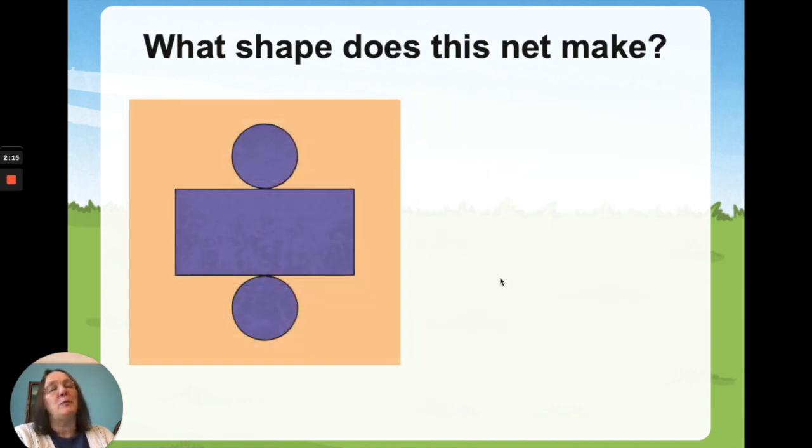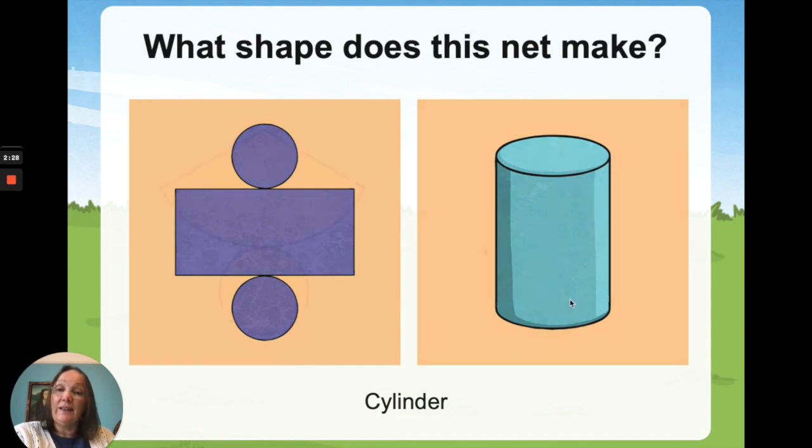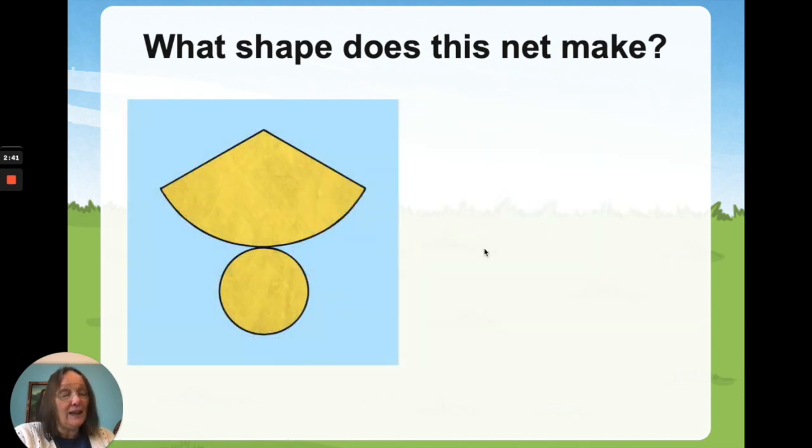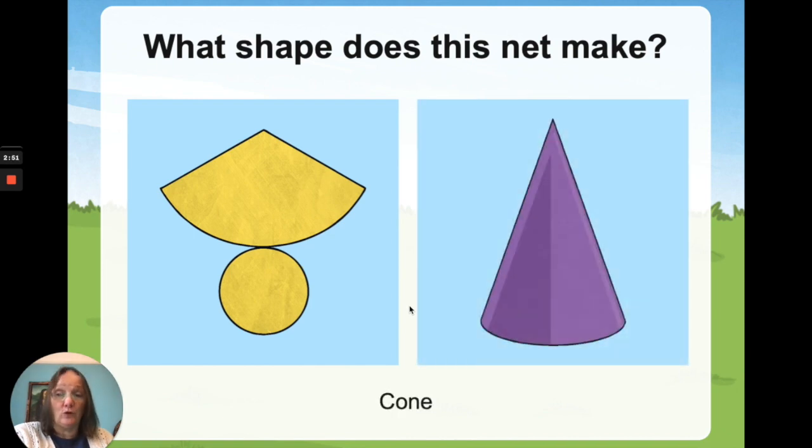A little bit trickier, but I think you can probably manage to work this one out. Circle at the top, circle at the bottom, straight-sided rectangle in the middle. Put that all together and you will have a cylinder. This one, again, a little bit trickier, but we've got a circle at the bottom and it goes to a point at the top. So if we fold that up very carefully, we're going to have a cone.